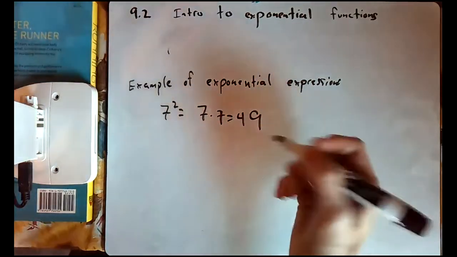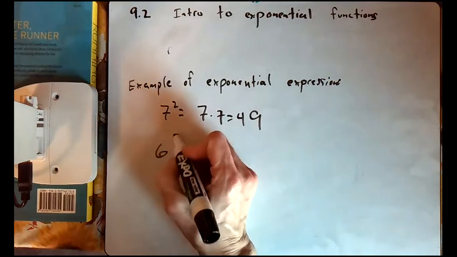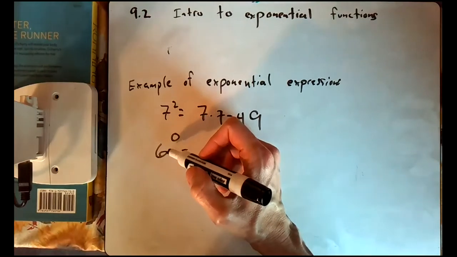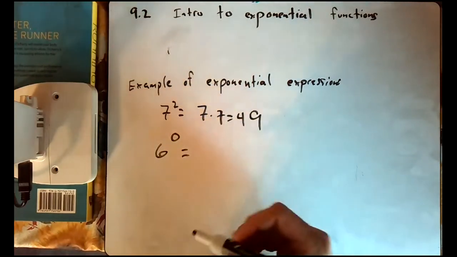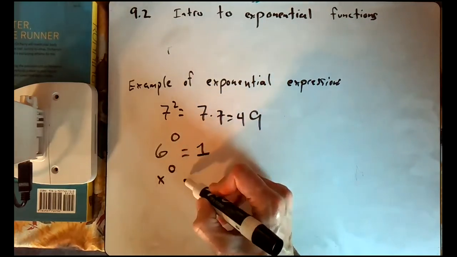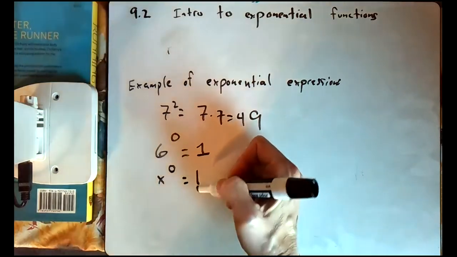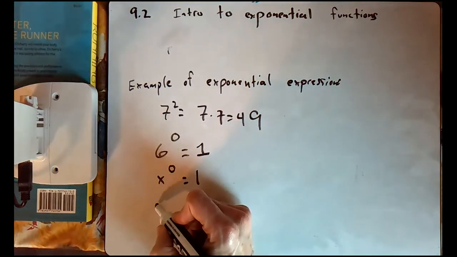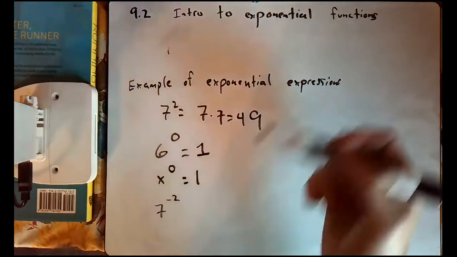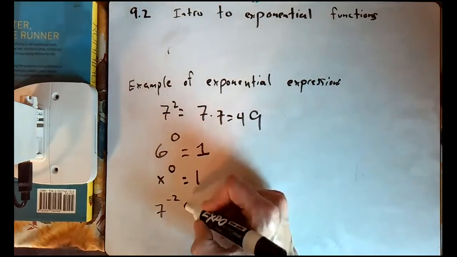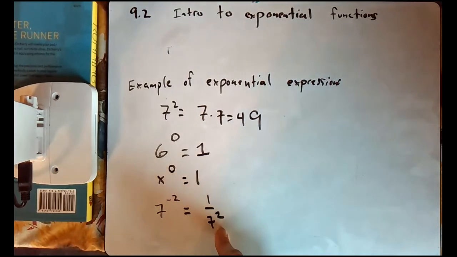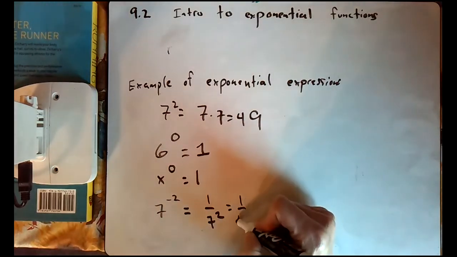But of course, you can have other weird ones, like 6 to the 0th power, for example. Remember, anything that exists, like a real number, raised to the 0th power is automatically 1. Even if you had x to the 0 power, it's still 1. What about 7 to the negative 2 power? How do you take care of negative exponents? Remember, you have to make them positive. How do we make exponents positive? Well, we flip the base, correct? So we get 1 over 7 squared, and that becomes 1 over 49.